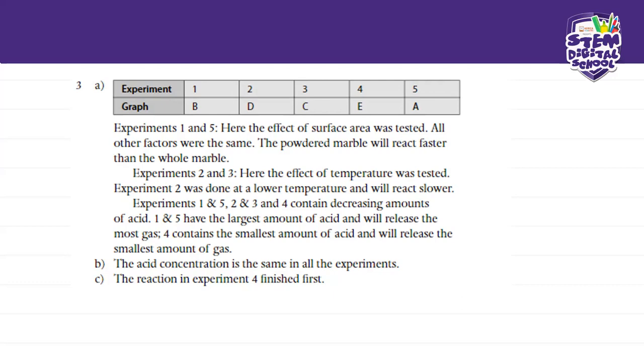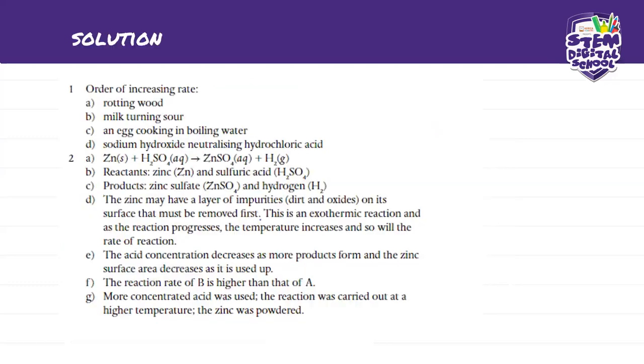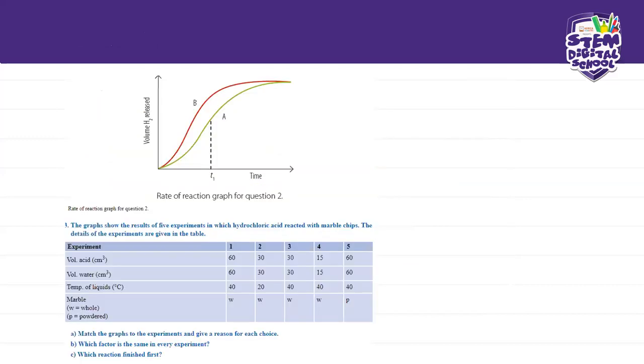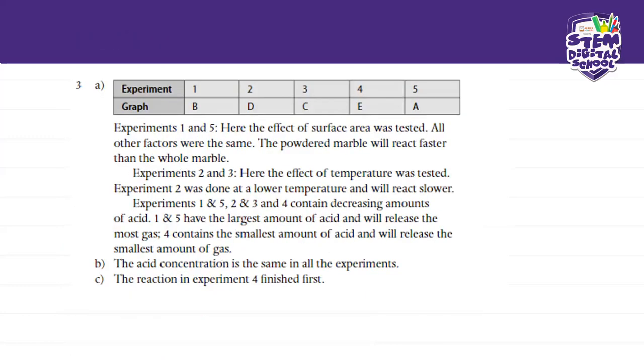So they also want to know which factor is the same in every experiment. In this case, the acid concentration is the same in all the experiments. So we all had the same concentration for the whole experiment. But that's what needs to be done in order to see and to know. There's a variable that always has to be constant in all of them to be able to test their reaction and know that it's all standard reactions. Okay. So on the last question, it says, which reaction finished first? The reaction in experiment 4 is the one that finished first. Okay.